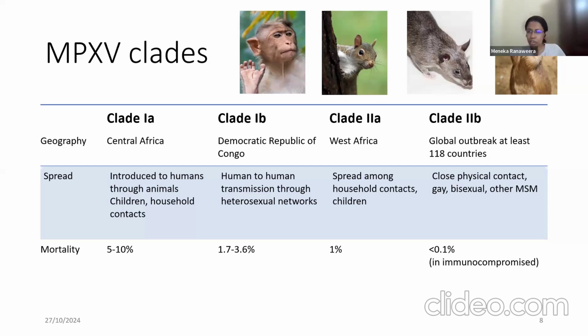And during the 2022 outbreak across the globe, it was clade 2b that was most prominent. And the current outbreak in the Democratic Republic of Congo is clade 1b. So this becomes important because, as you can see, the mortality is different. So now the main concern is the spread. The fear is that clade 1b may spread out of Africa into non-endemic countries. And that is the risk that we are worried about.